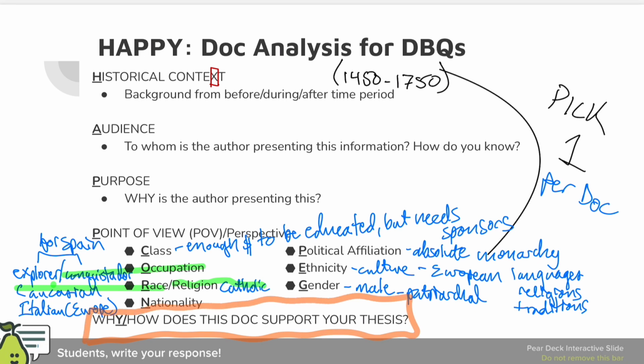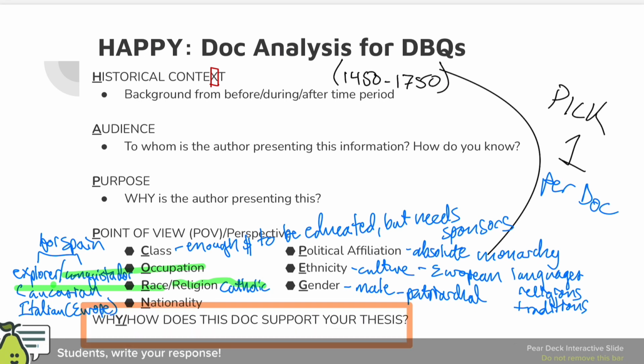So like, let's say for instance, for the document we just covered, I did historical context. I talked about the encomienda and mercantilism and the Dark Ages and bullion and the 3 Gs. Okay, let's say I did that in 1 or 2 sentences. Then I'd have to answer, how or why does this support my thesis?